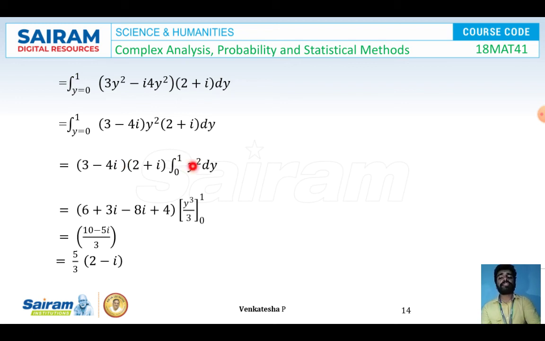So integrating this, we get y³ by 3 between the limit 0 to 1. So I got the equation like this, y³ by 3, and by multiplying this we got 6 plus 3i minus 8i plus 4, into y³ by 3 between the limit 0 to 1. So applying the limit, I'll be getting 1 by 3 here. By simplifying this, we'll be getting (10 minus 5i) divided by 3. So I got the equation 5 by 3 into (2 minus i) after simplification.